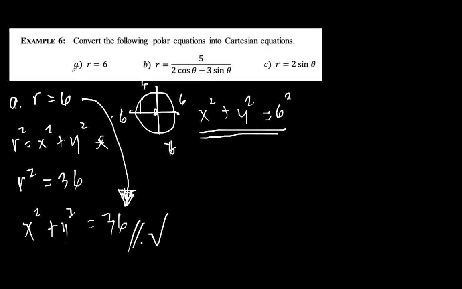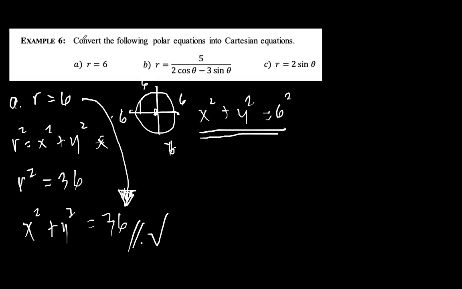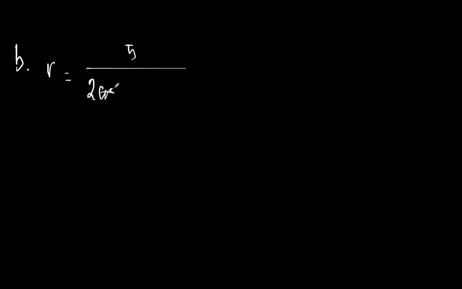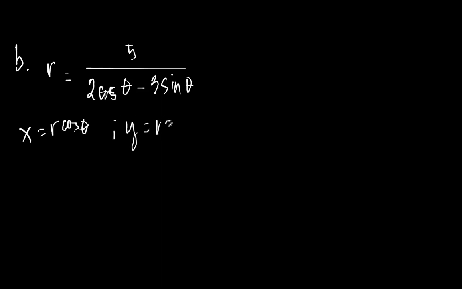Okay, so letter B, the problem is r is equal to 5 over 2 cosine theta minus 3 sine theta. Okay, here we go. We need to convert this to a Cartesian equation, which means that we're dealing with x and y. So we know that x is equal to r cosine theta and y is equal to r sine theta, which means that cosine theta and sine theta should have an r for us to express this in terms of x and y. And how do we do that? We have this expression as a denominator, so we can express it in another form by multiplying the denominator to the numerator on the left side.